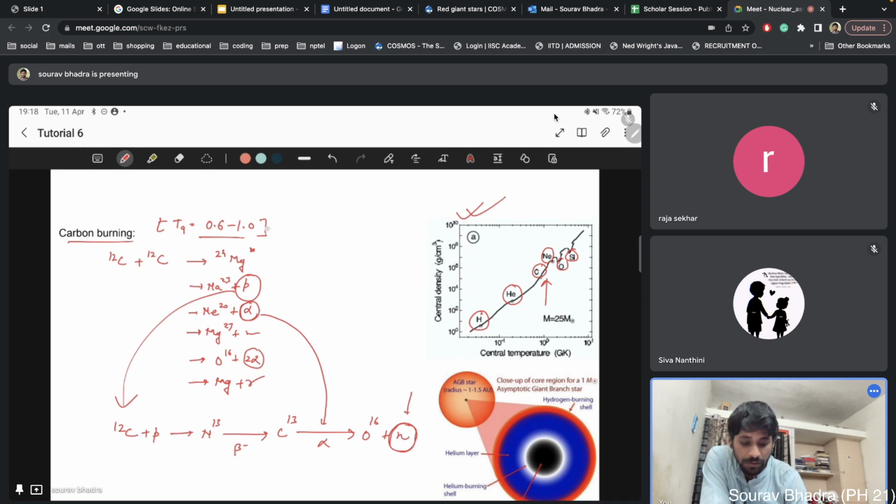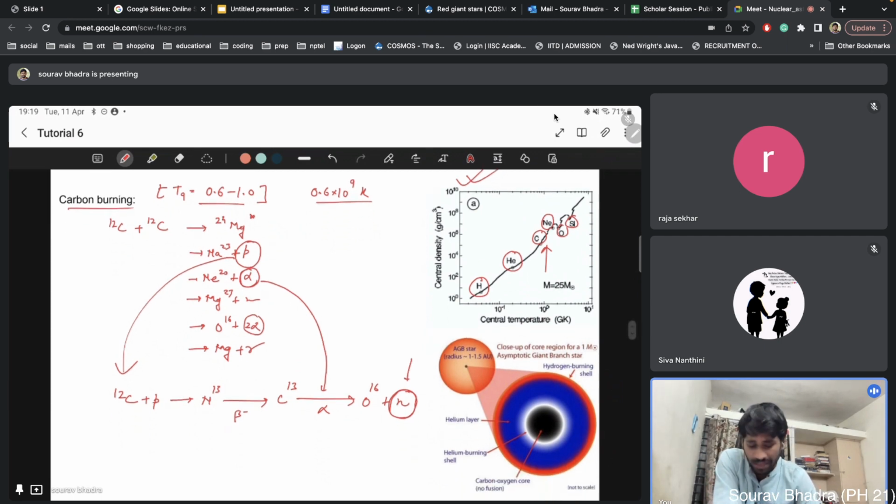So that means you need at least 0.6 times 10 to the power 9 Kelvin temperature. For helium burning it was 10 to the power 8 Kelvin temperature. For hydrogen it was 10 to the power 6 or 7 Kelvin. You can see the rise of the temperature with higher and higher order elements. Okay, so this carbon burning happens and the products are sodium, neon, magnesium, oxygen, anything can happen.